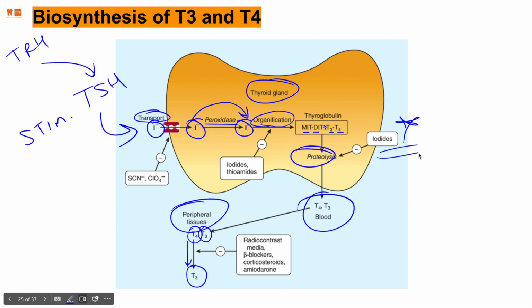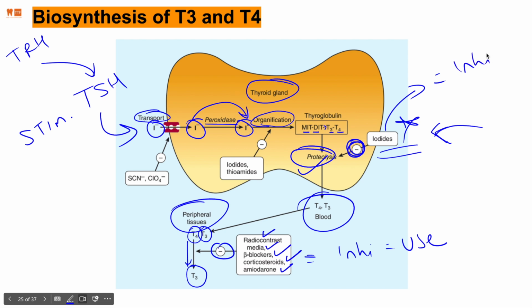Iodides here, externally administered iodides, will prevent this release of T4, T3 as well. Also, radio contrast media, beta blockers, corticosteroids, amiodarone, these will prevent the use of T3, T4. Okay, so this is inhibit use. This is inhibit release of T3, T4. Okay.